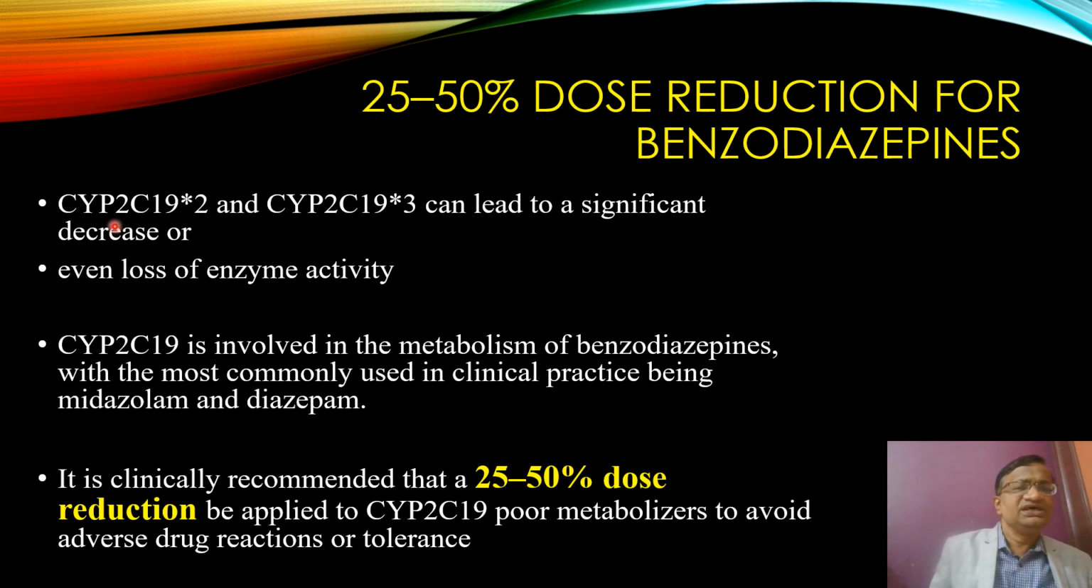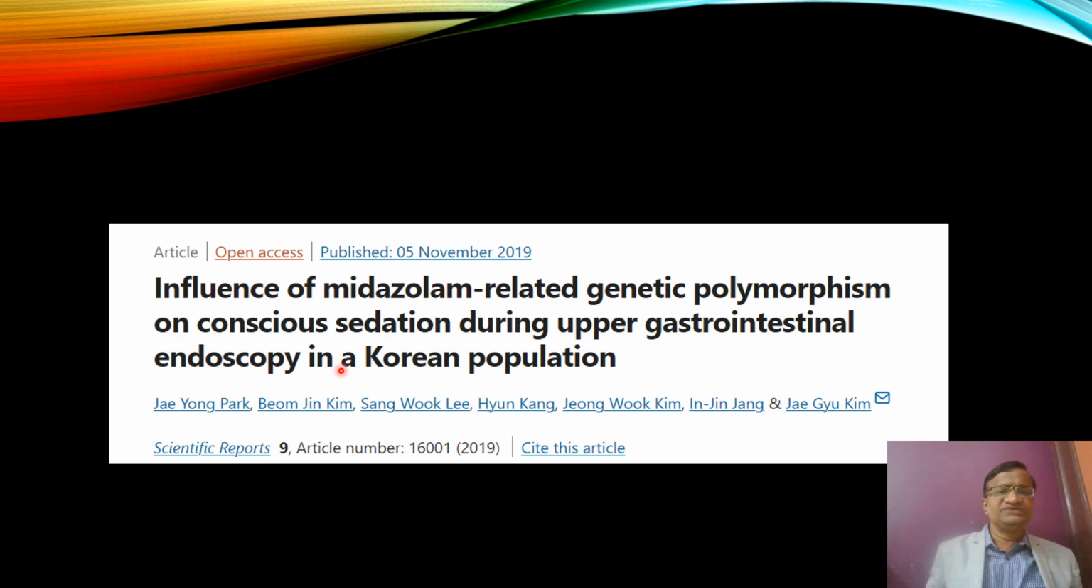Again, if you see CYP2C19*2 and CYP2C19*3, if there is loss of enzyme activity, then there will be a 25% to 50% dose reduction of benzodiazepines. Now the influence on midazolam. This is an article from long back, 2019: genetic polymorphism relating to midazolam, which upset the sedation during UGI scopy in a Korean population.